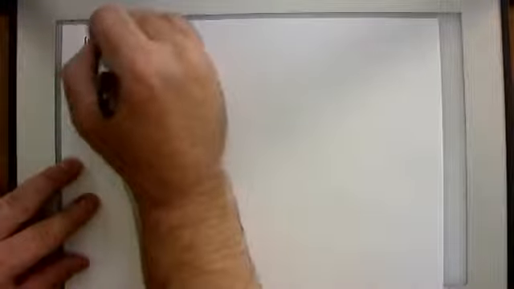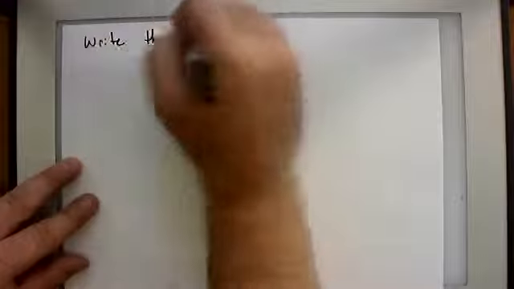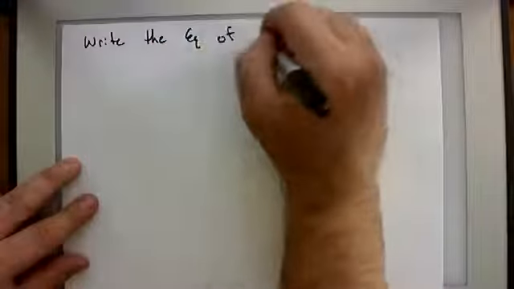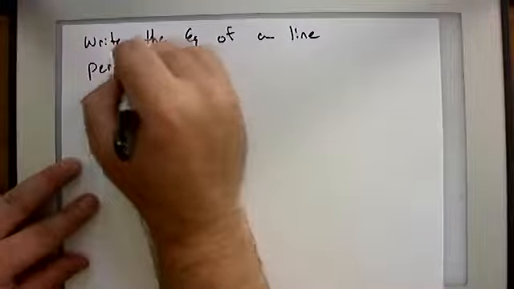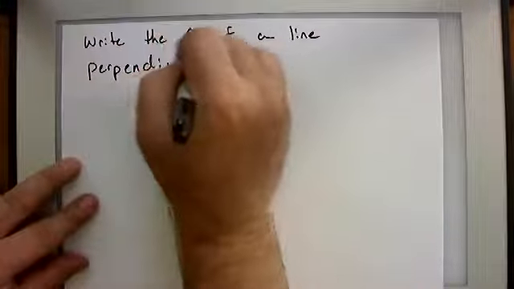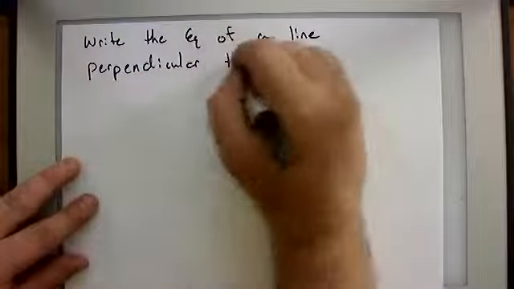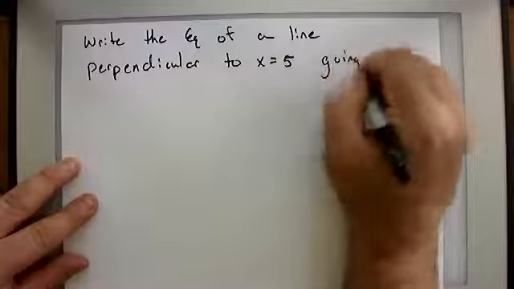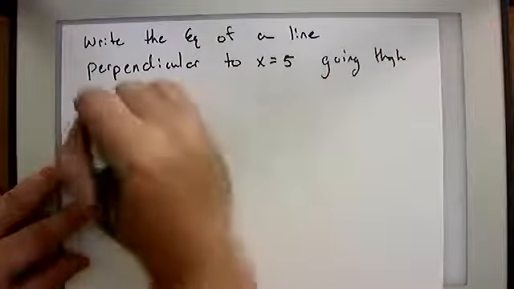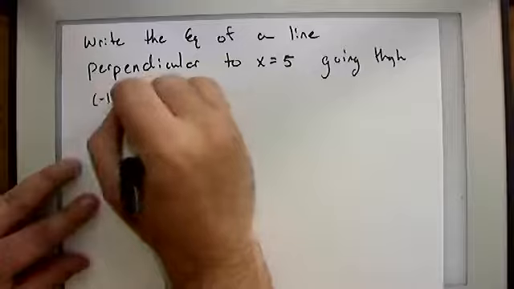And it's actually not. I mean, it is, but it isn't. I'm not going to do a lot of work here. You're going to see what I mean in a second. Let's say they ask you to write the equation of a line perpendicular, because that's always the one that's a little tougher than parallel, perpendicular to x equals 5, going through -11, 4.